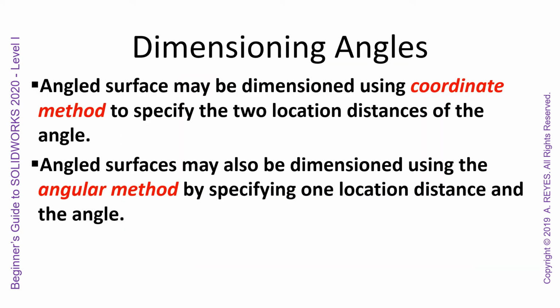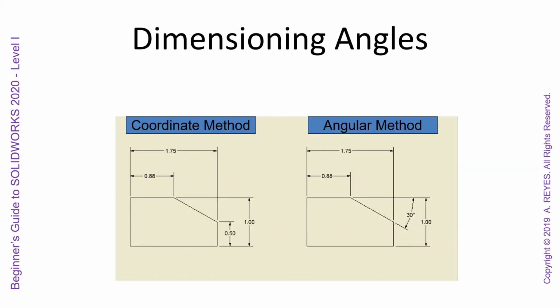Dimensioning angles. An angled surface may be dimensioned using a coordinate method to specify the two location distances of the angle. Angled surfaces may also be dimensioned using the angular method by specifying one location distance and the angle. So here's the coordinate method. If you're going to put in a chamfer, right, you can go into your chamfer tool and put in these same dimensions, and it'll give you these same options to put in this angle.